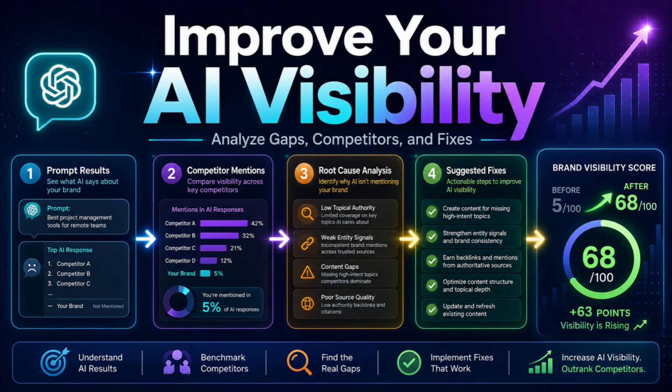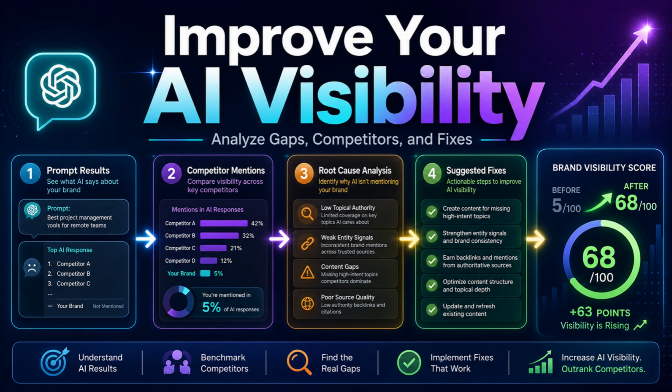Now here is one mistake I want you to avoid. Do not ask only direct brand prompts. For example, is my brand a good company? What does my brand do? Should I use my brand? These prompts are useful for checking brand accuracy, but they do not test discovery. Discovery happens when the user does not know your brand. So your prompt set should include mostly category, use case, comparison, and buyer intent questions.